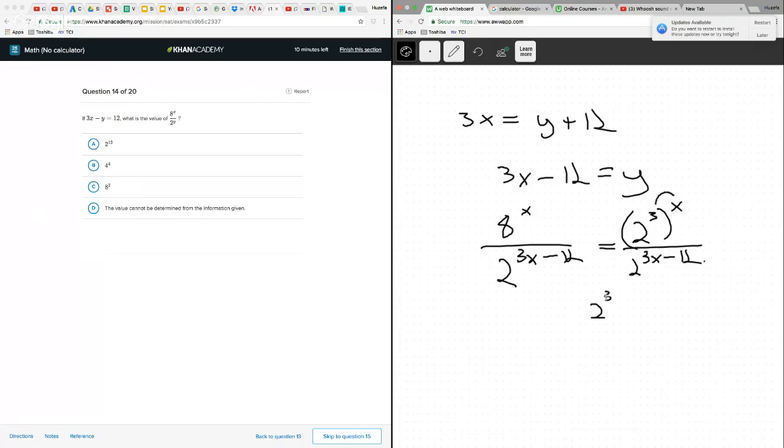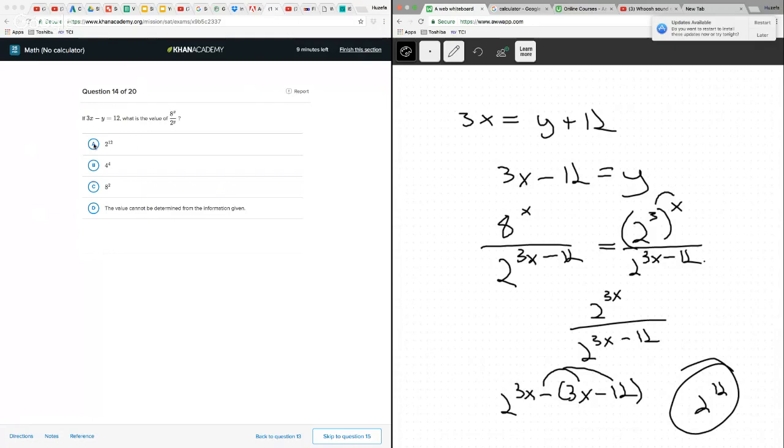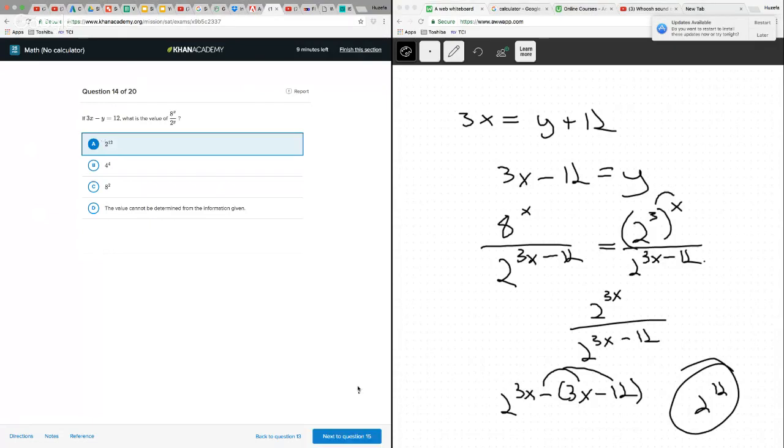We got 2 to the 3x over 2 to the 3x minus 12. And then we subtract the exponents down. So it's 2 to the 3x minus (3x minus 12). This distributes here and here. Now these x's cancel out and it becomes a positive 2 to the 12th. And that's your answer. That one was a little tricky.